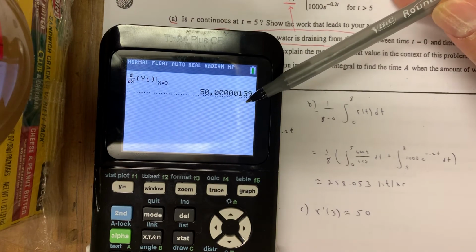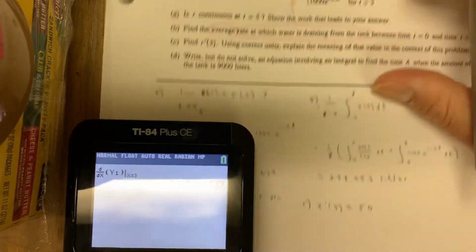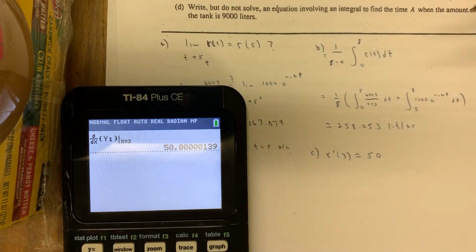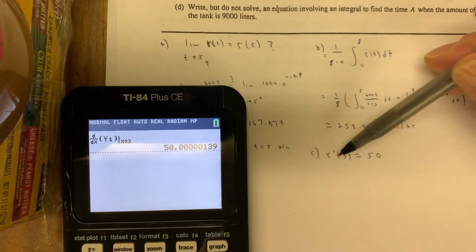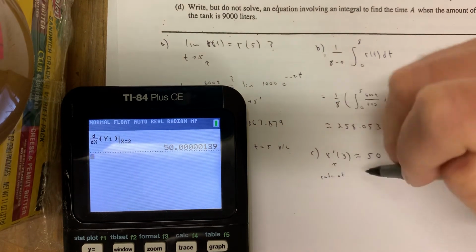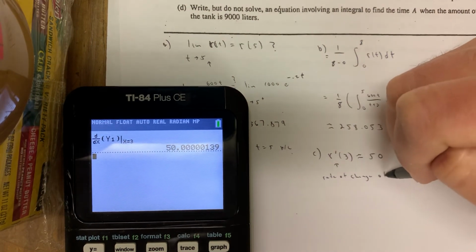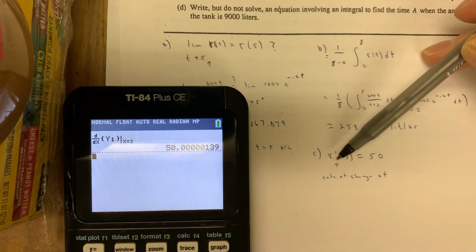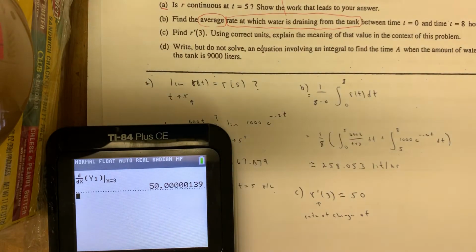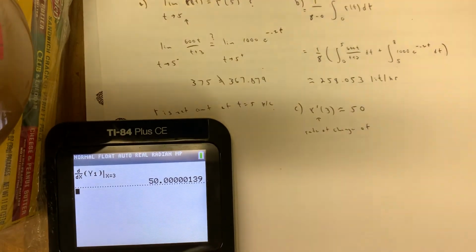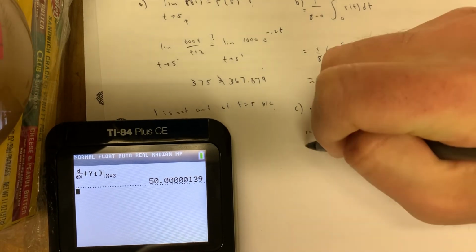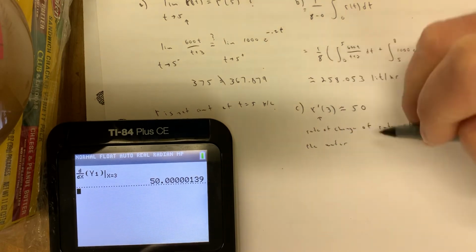Believe it or not, you don't need to put the units right here. Explain the meaning in the context of the problem. Remember, if it was a definite integral you're explaining the meaning of, you start with the change in. But if it's a derivative you're explaining the meaning of, you start with the rate of change of. So you write that down first. Then you ask, what did I just take the derivative of? r of t. What does r of t represent? r of t represents the rate at which the water drains out of the tank. So we have the rate of change of the rate at which the water drains out of the tank.